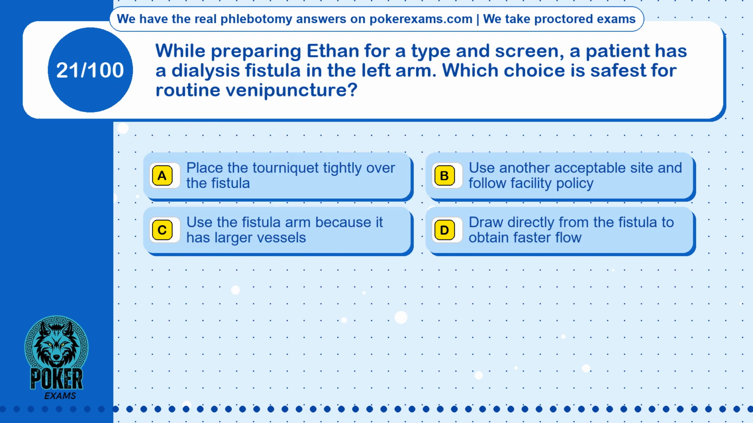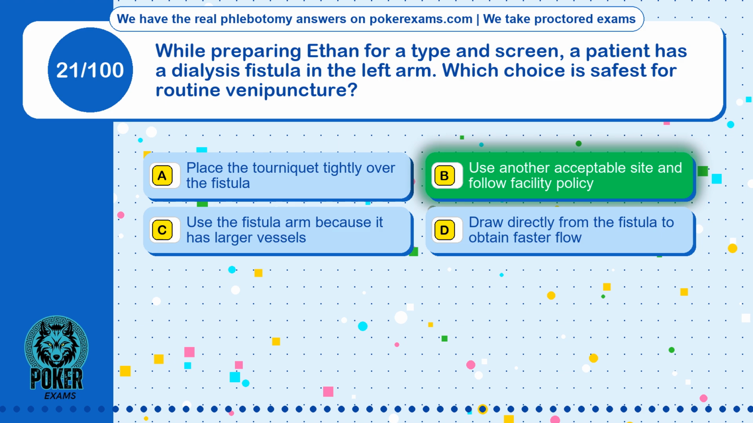Question 21. While preparing Ethan for a type and screen, a patient has a dialysis fistula in the left arm. Which choice is safest for routine venipuncture? Option A. Place the tourniquet tightly over the fistula. Option B. Use another acceptable site and follow facility policy. Option C. Use the fistula arm because it has larger vessels. Option D. Draw directly from the fistula to obtain faster flow.